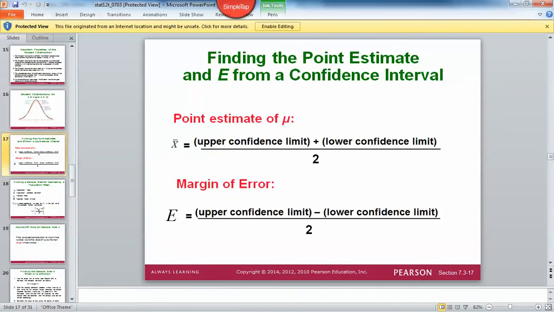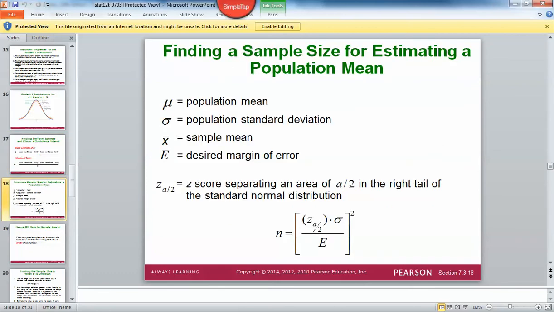Just like we could find, if we have the interval and we want to find what is x bar or what is the margin of error, you can say the upper limit plus the lower limit divided by 2 to get the x bar, the point estimate for the mean. And you could say upper limit minus lower limit divided by 2 to get the margin of error. So exactly the same.